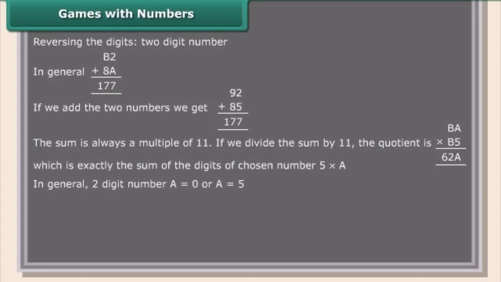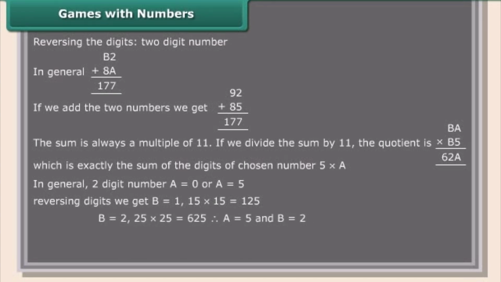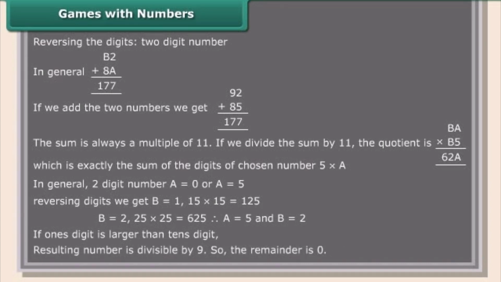In general, for the two-digit number, A = 0 or A = 5. Reversing digits, we get B as 1: 15 × 15 = 225. B = 2: 25 × 25 = 625. Therefore, A = 5 and B = 2. If the ones digit is larger than the tens digit, the resulting number is divisible by 9, so the remainder is 0.